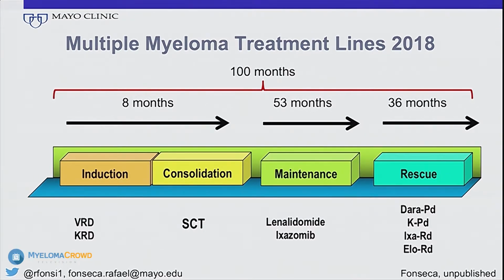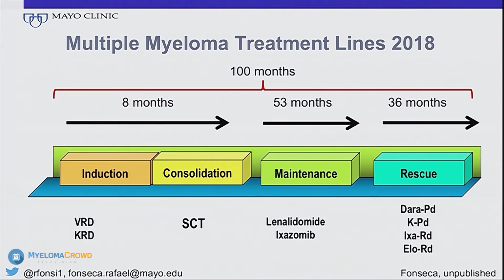So, it's going to take us about 8 months to get through the induction and then to get through the transplant and get kind of recovered from transplant. So we're talking about 8 months from diagnosis. Then we're talking about another 53 months that can be projected with a survival post-stem cell transplant with a current maintenance strategy. So we're going to add 53 months there.